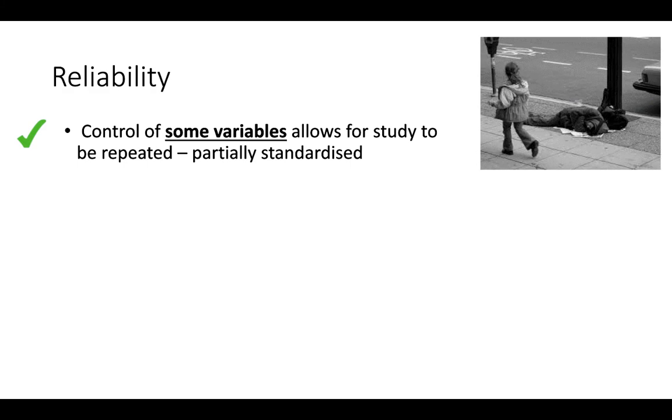Reliability. Well, as you've seen, we can control some of the variables. So Rosenhan could control people presenting at hospitals, people claiming which symptoms they had, then saying they didn't have the symptoms. But there were loads of variables they couldn't control. They couldn't control which nurses they had, which doctors they had, what type of hospital it was, the time of day when they had their conversations. All of these things couldn't be controlled, but they could control some of them, and so it was partially standardized.